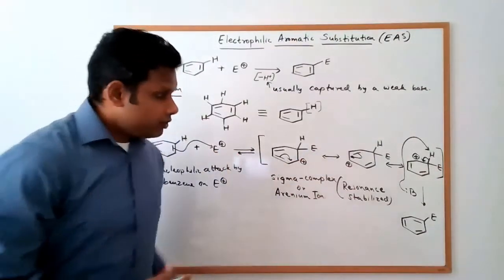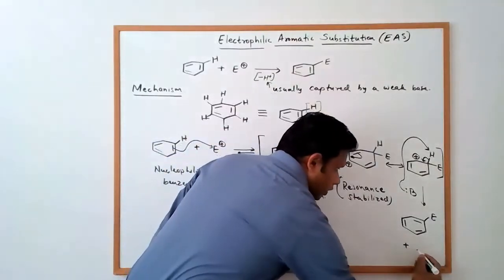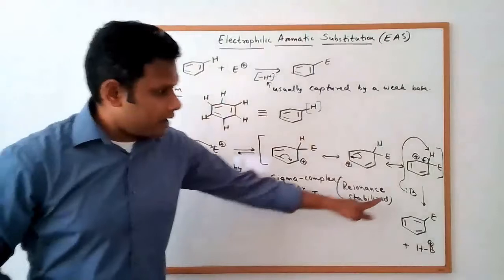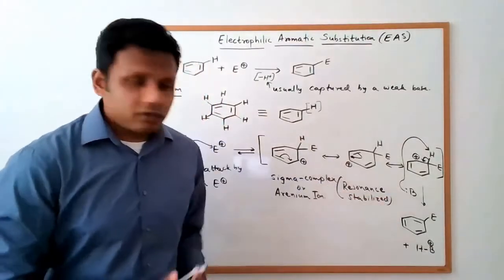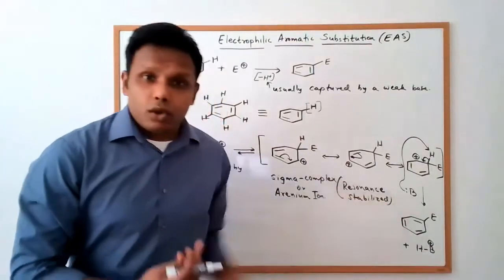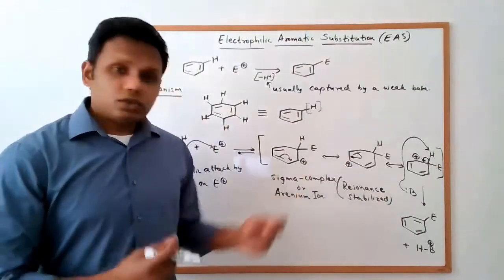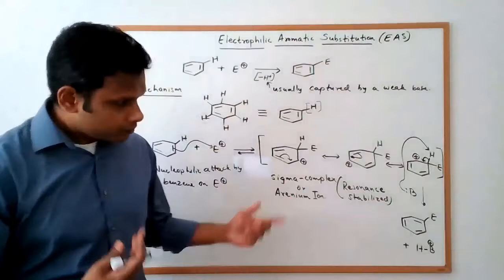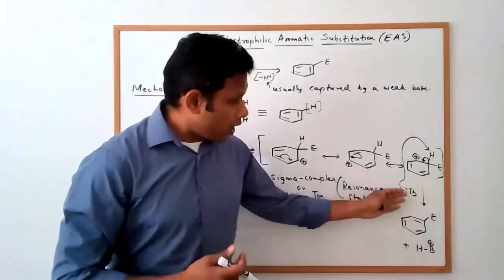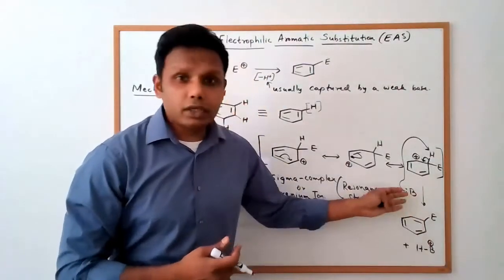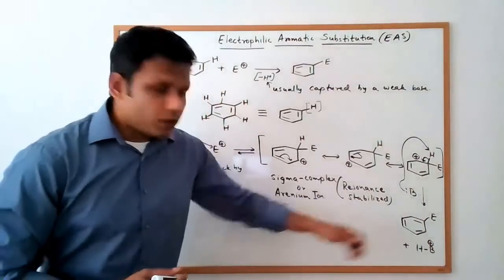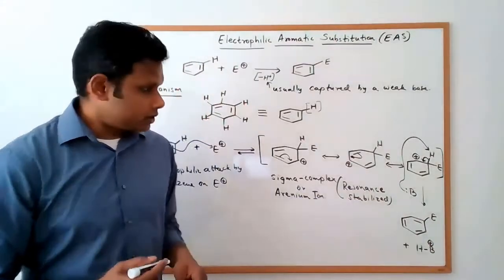So overall, we've done a substitution, and along with this, we're going to get the conjugate acid of the base that we used. Now, this base could have a lone pair on it. It could have a negative charge on it, maybe a stabilized negative charge. And we will get the conjugate acid of the base depending on the nature of the base that we are using here. So overall, we get the substitution product here.